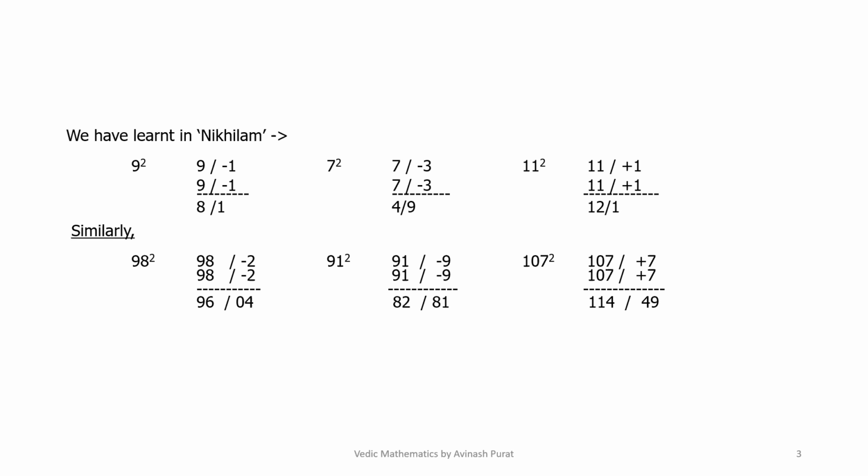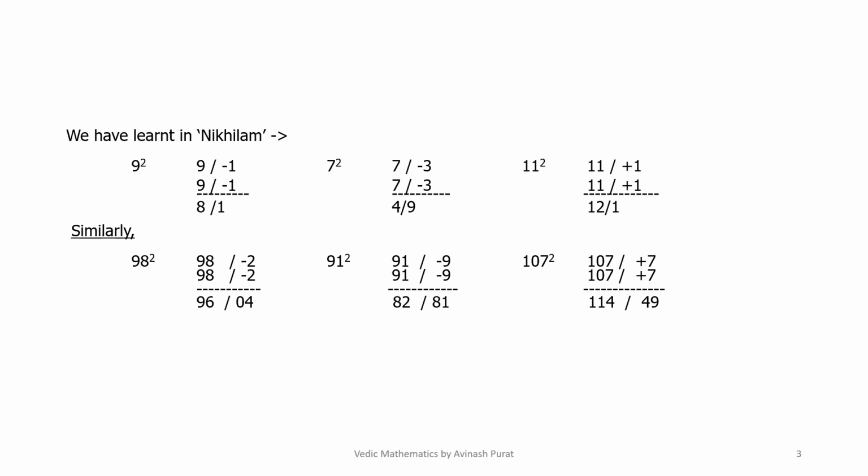We have learnt in Nikilam, 9 square is 9 stroke minus 1, again 9 stroke minus 1, that is 8 stroke 1, that is 81. 7 square is 7 stroke minus 3, 7 stroke minus 3, that is 4 stroke 9 equal to 49. 11 square is 11 stroke plus 1, 11 stroke plus 1, that is 12 stroke 1, that is 121.